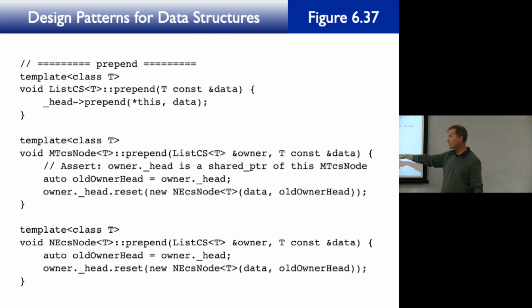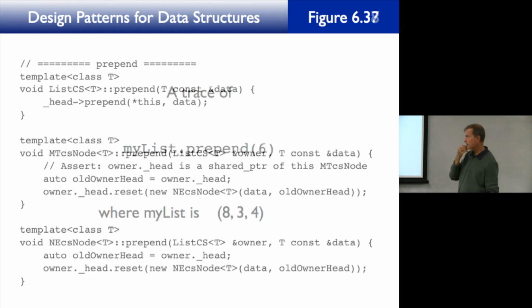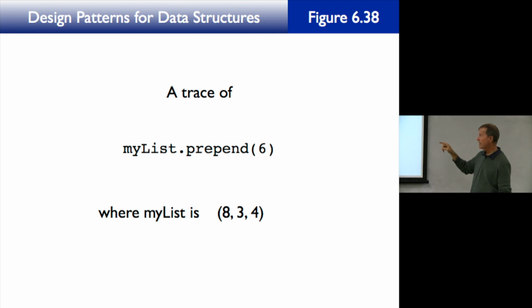But look at the code for prepend if it's not empty. It's the same thing. So look, how does this work? It works like this. We're going to do two traces. Let's do a trace of mylist.prepend 6, where mylist is 834. So what should it do? It should be 6834. But now how does the call sequence work?